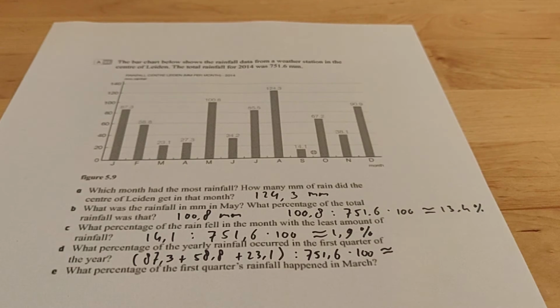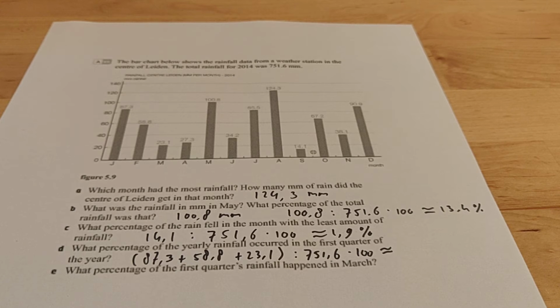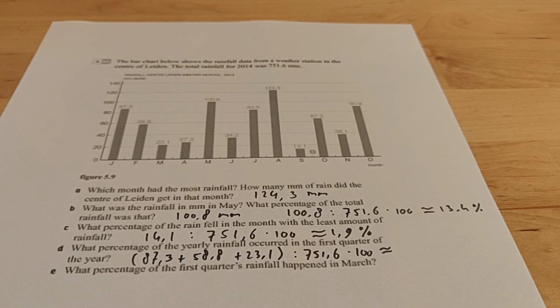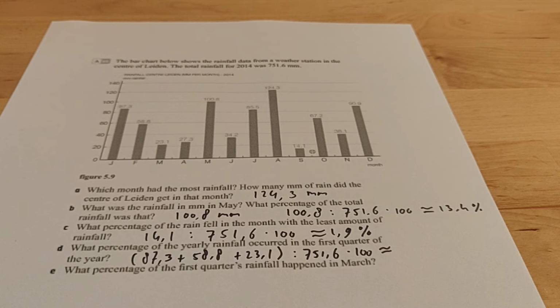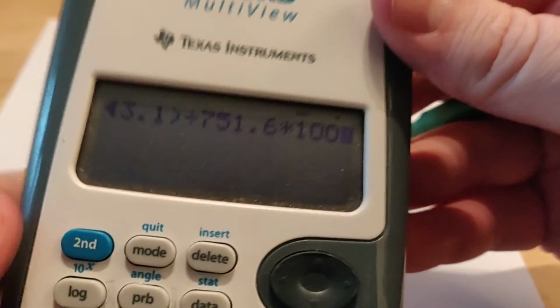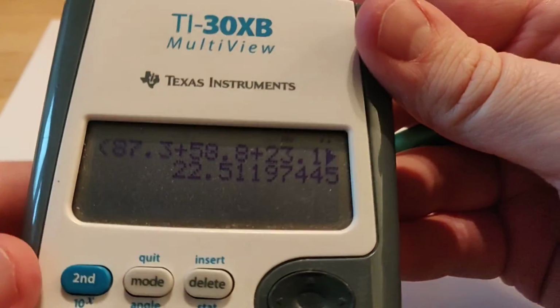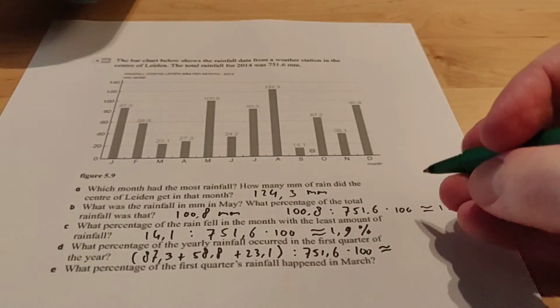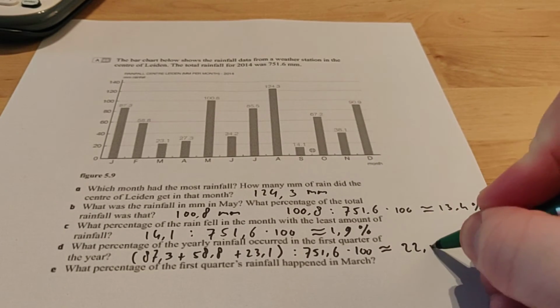Alright, so let's type all of that into a calculator. I'll do it a bit off screen if you don't mind. So I'm gonna type it all in. You can just speed up the video if you'd like. But alright, divided by 751.6 times 100. Okay, here I have the whole thing written down, and then the answer is 22.5%. That's over here, 22.5%.